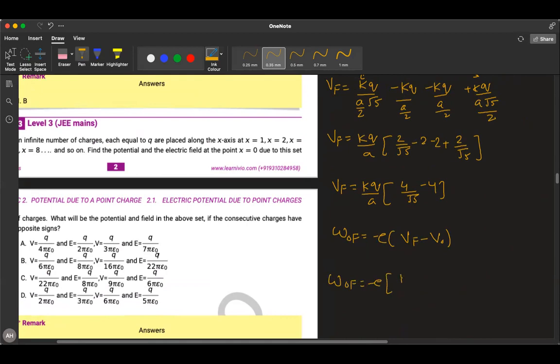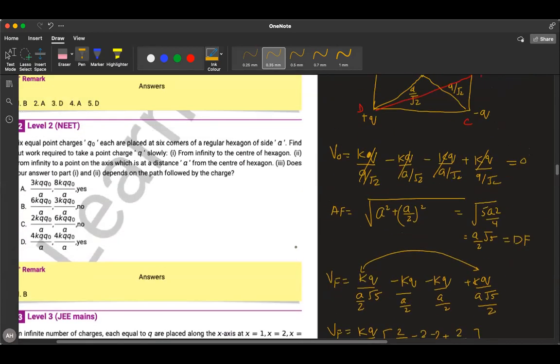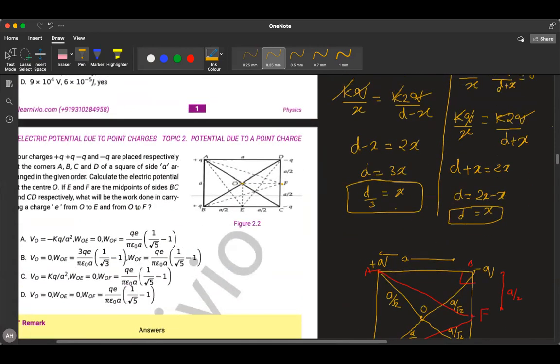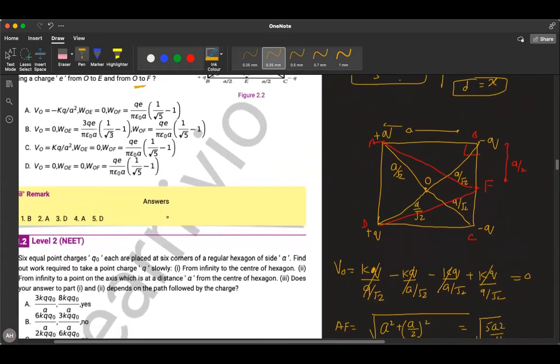So the work done from O to F is minus E. What is the potential at F? That's KQ by A times 4 by root 5 minus 4. And what is the potential at O? That's 0. So this is minus E KQ by A, 4 by root 5 minus 4. That's the answer for the work done from O to F. So which one is the correct option?